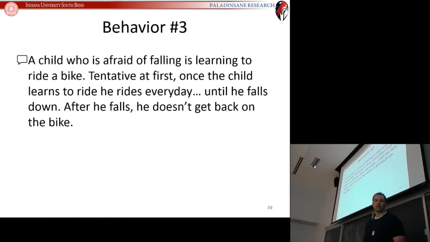All right, a child who is afraid of falling is learning to ride a bike. Riding a bike is the behavior. Tentative at first. Once the child learns to ride, he rides every day until he falls down. After he falls, he doesn't get back on the bike. So consider bike riding to be the behavior. Consider the joy you get from bike riding to be the reinforcement.